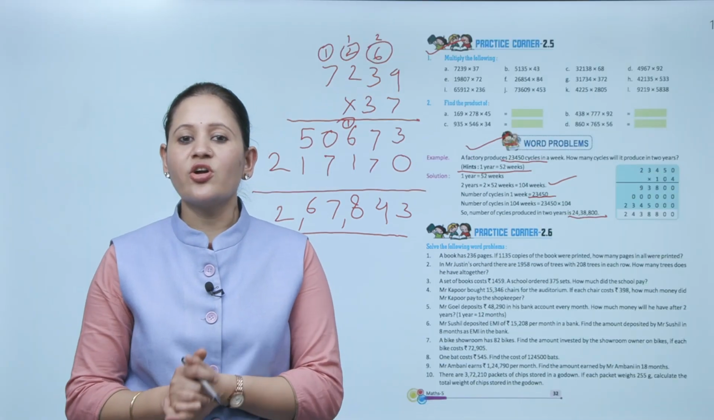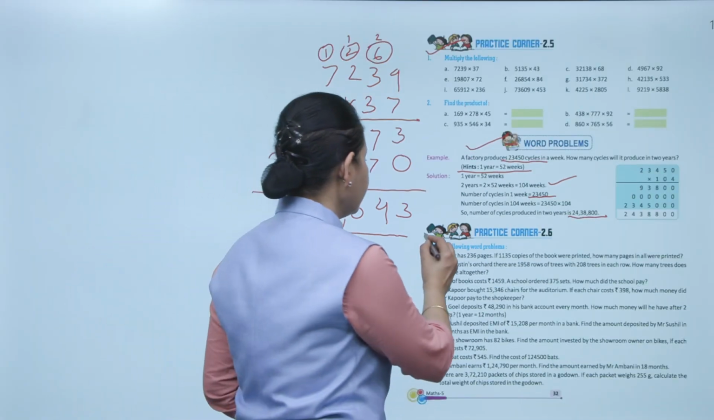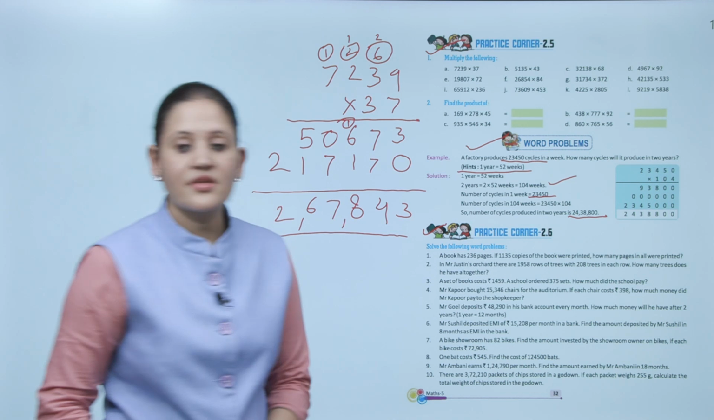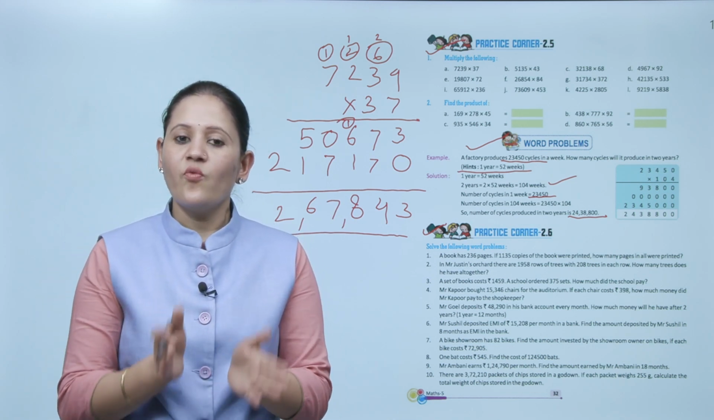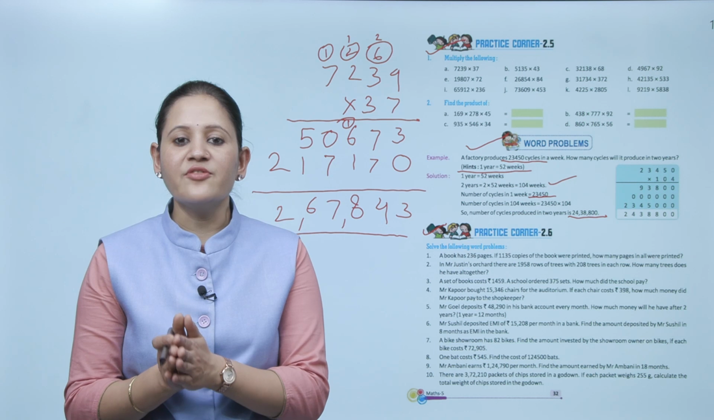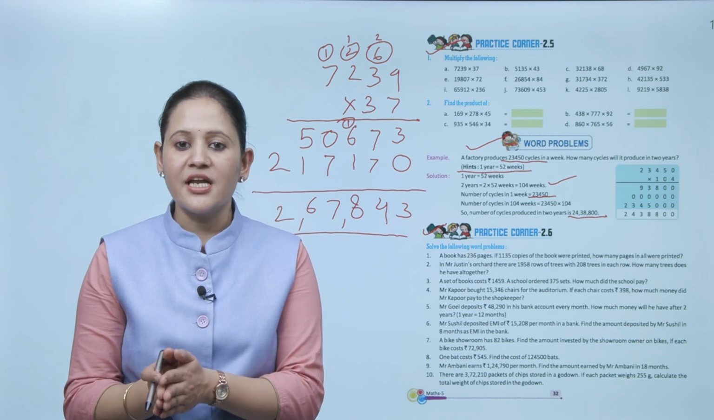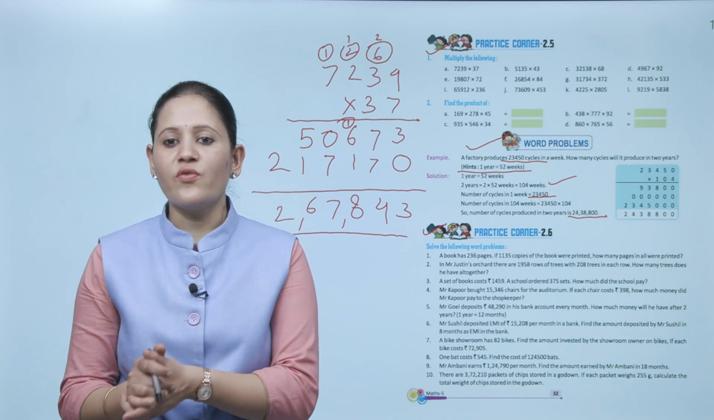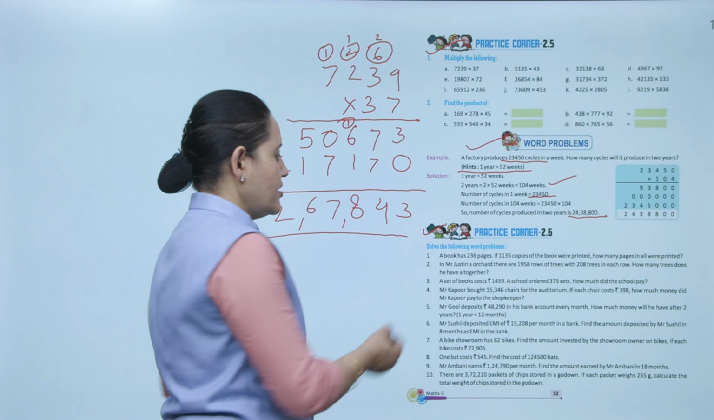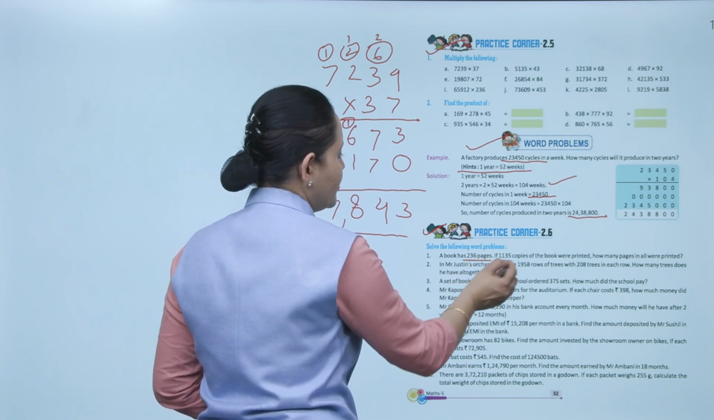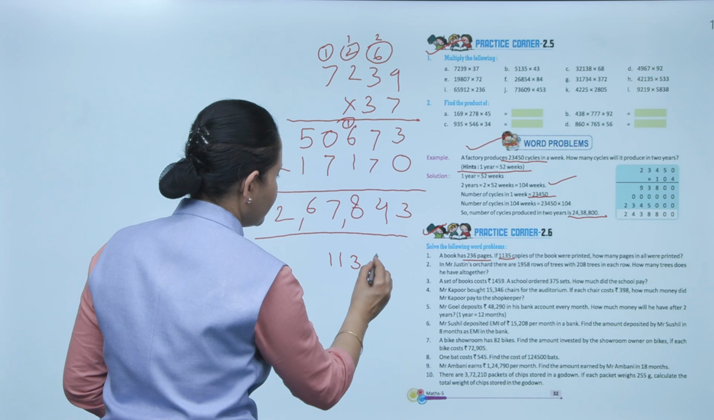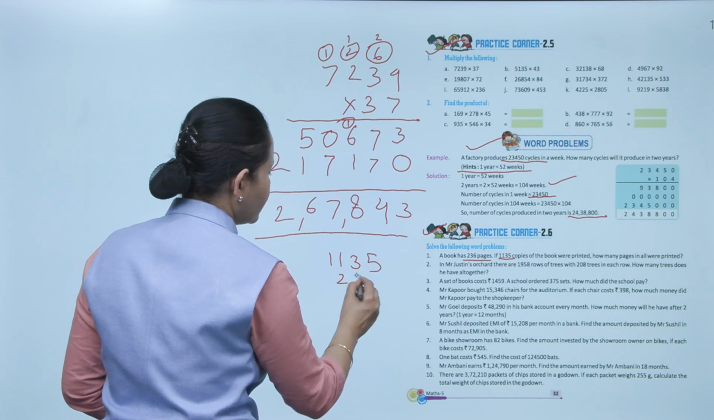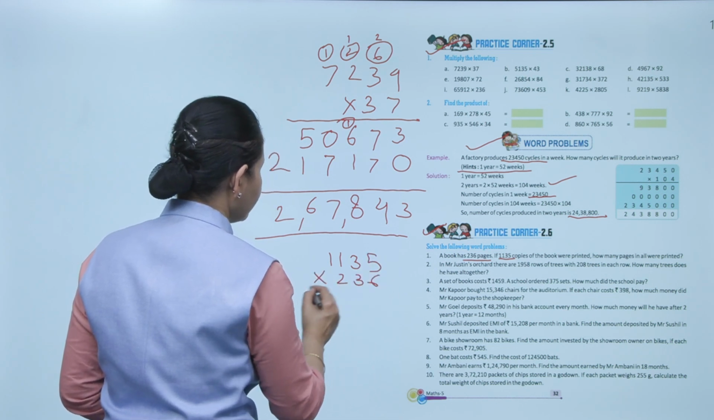Next is practice corner 2.6. A book has 236 pages. If 1,135 copies of the book were printed, how many pages in all were printed? One book पे इतने pages है, total इतनी copies हुई है. So what we'll do? 1,135 को 236 से multiply कर देंगे.